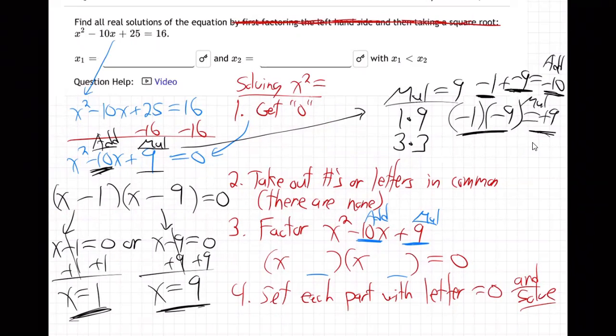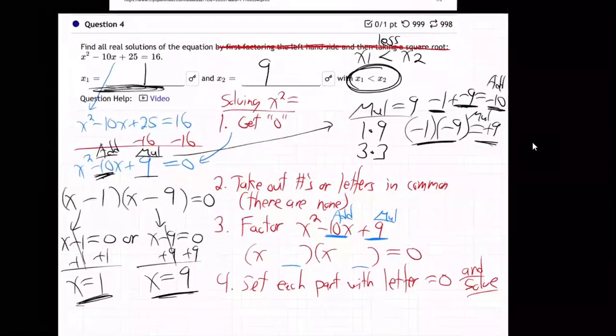Those are our two answers. Now, notice what they say over here. Here they're being more specific. They want x1 lower, right, less than x2. So they want x1, they want the lower one first. You got to put the 1 here and the 9 there. Does that make sense? 1 there and 9 there. You can't reverse them on this one because they're wanting the x1 lower than the x2.